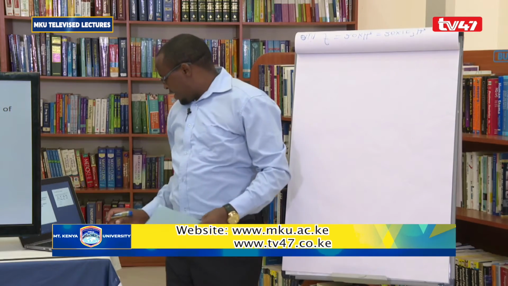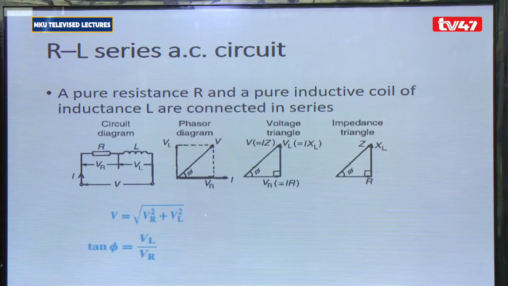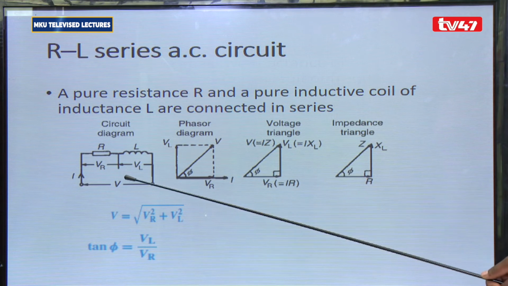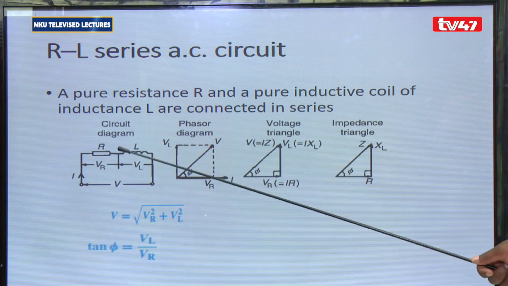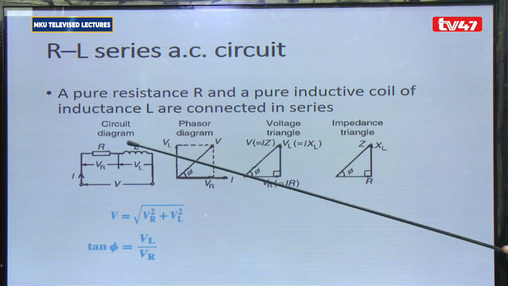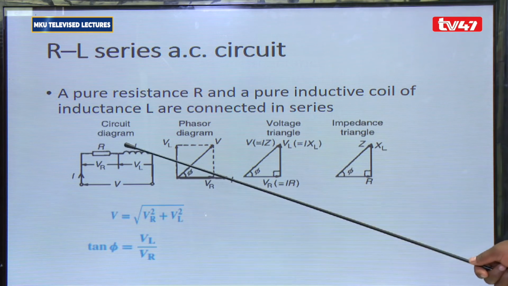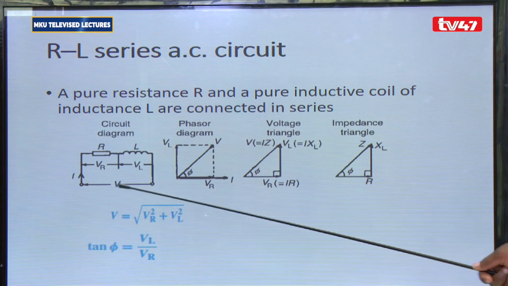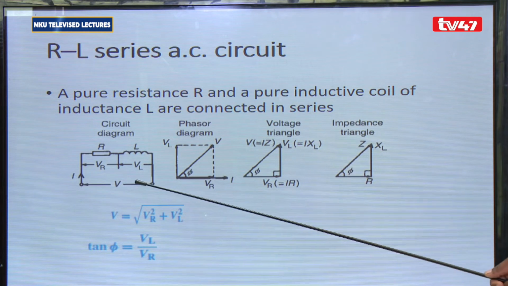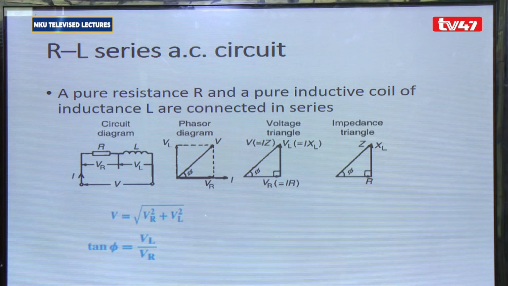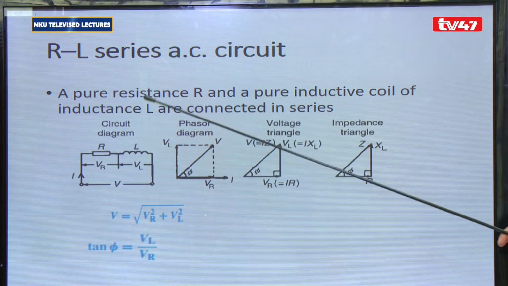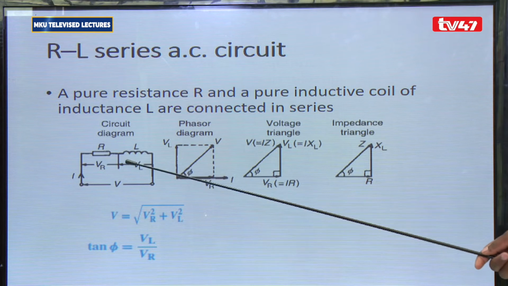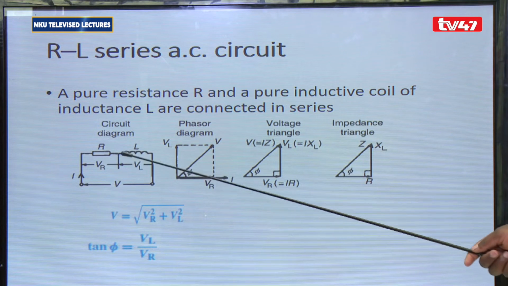Now, if we proceed, the second part is when you have the resistor and the inductance connected in series. In the first diagram here, we have the resistor and the inductor, such that we have the voltage across the resistor as VR, the voltage across the inductor as VL, and the resultant voltage V. It is important to note that, unlike the DC circuits, here we do not get the arithmetic value of the two voltages.